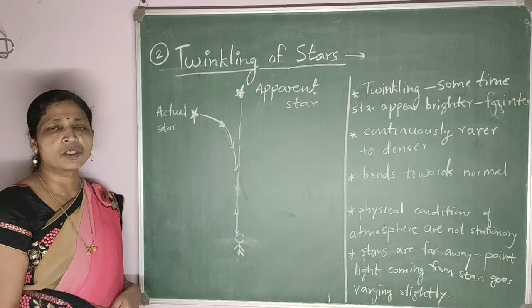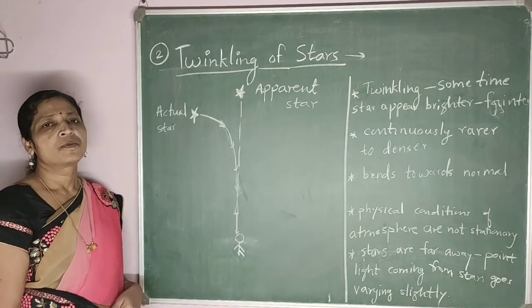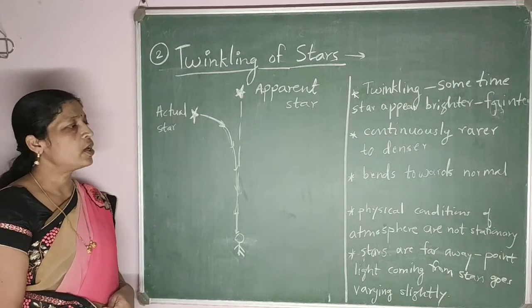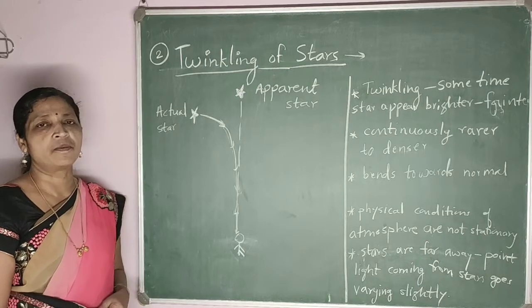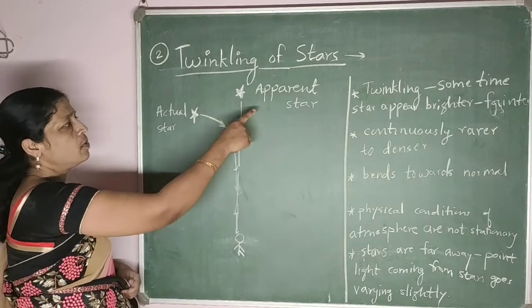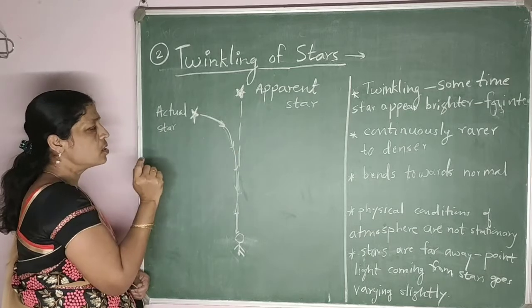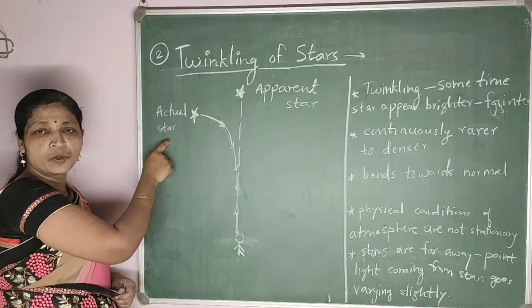This is a very important question for your board exam. Explain twinkling of stars. So you have to explain like this with a diagram. Apparent star means the star which is appearing to us, and this is the actual position of the star.